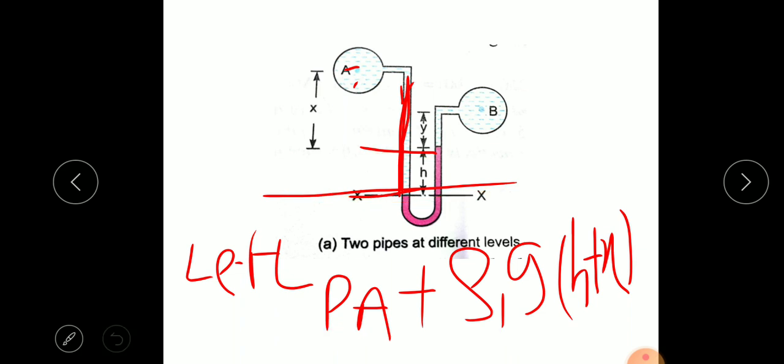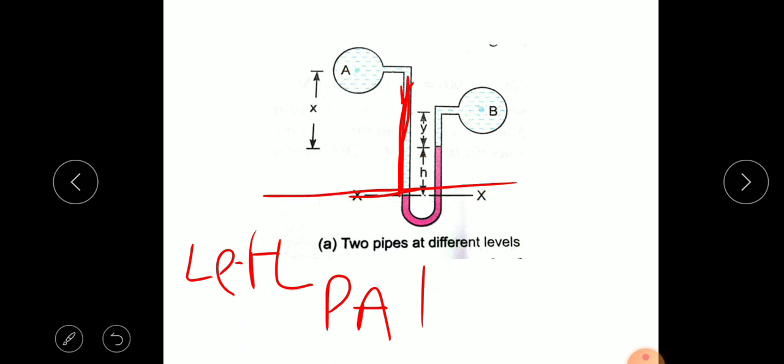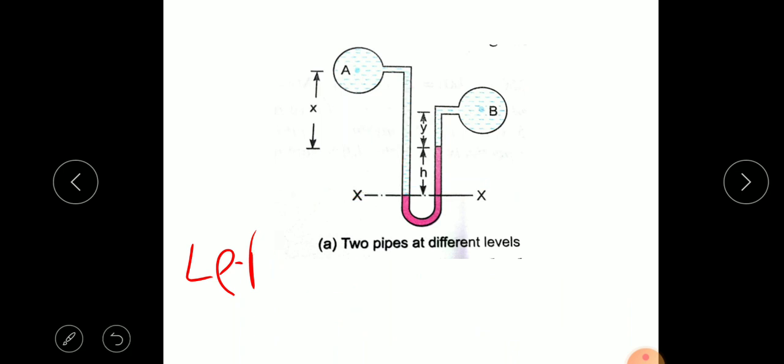Now we consider the right side. On the right side above the datum line, above the right side of this XX line, h is the height of mercury, and y is the height of the second fluid, at a distance y, in pipe B.